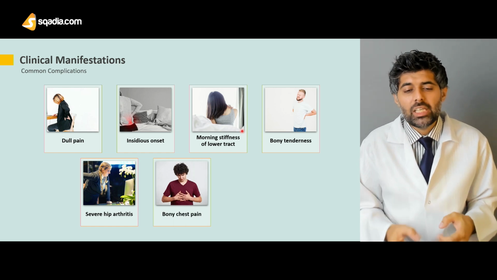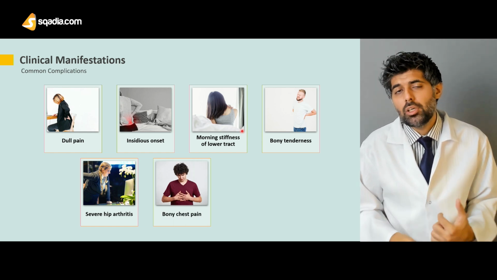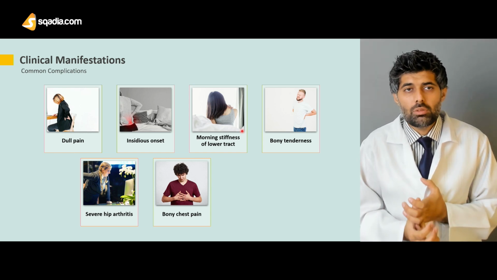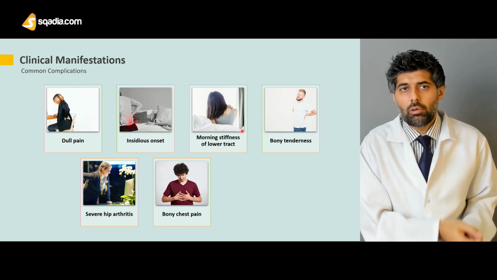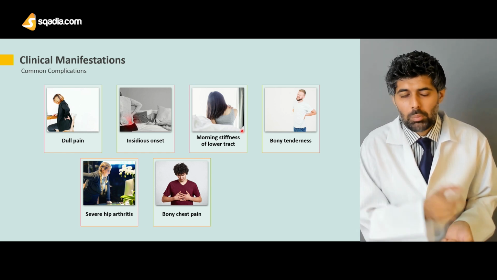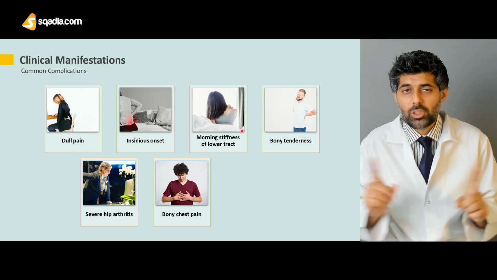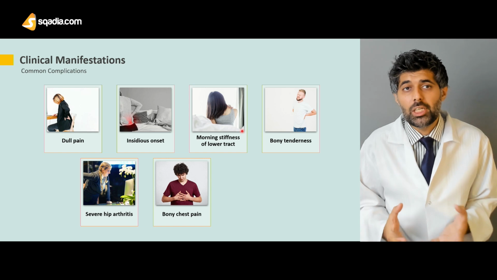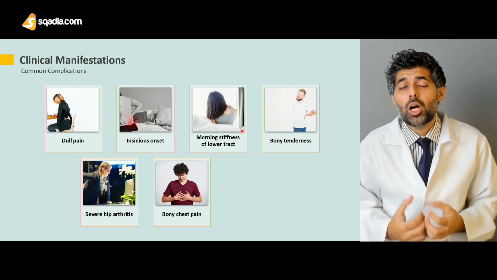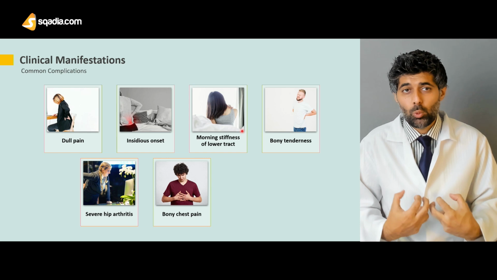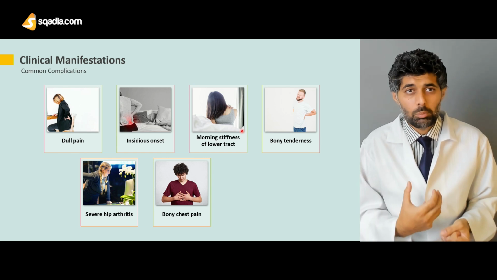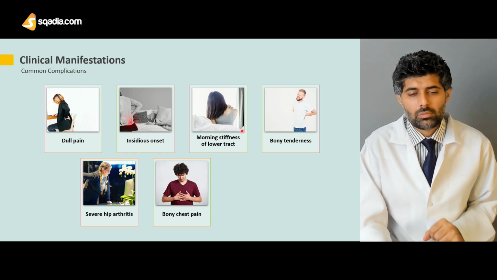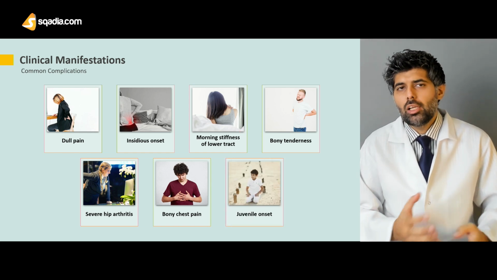Next, we have bony chest pain. As I mentioned earlier, pain in the chest or the rib cage is a good sign of ankylosing spondylitis, but that pain is not of constrictive type, it's not of muscular origin, it is of bony type, that you feel that there's some kind of dull pain in the bones near the sternum or at the junction with the vertebral column.